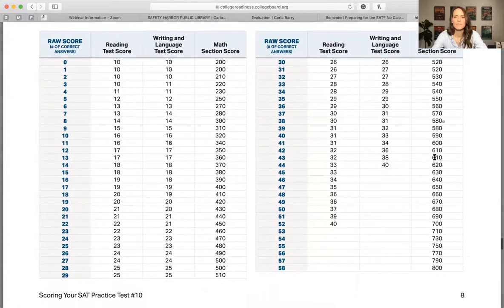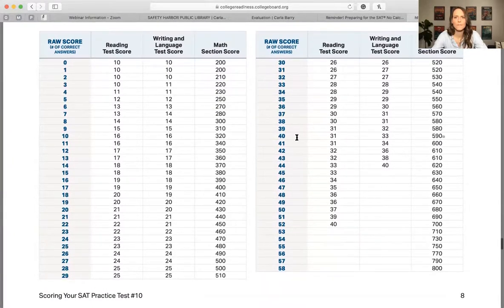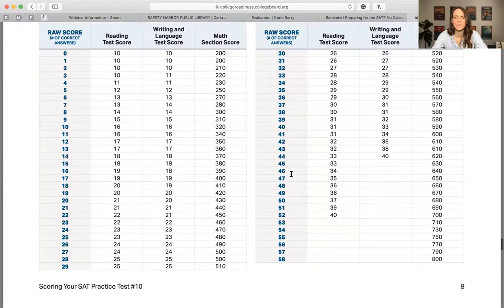So let's say you got 40 questions out of 58 questions correct, in both math sections combined. So if you added up all the questions you answered correctly, you would have a math score of 590. Let's say that you only missed 6 math questions. That would give you a math score of 700. And that's 6 questions combined from both the no calculator and the calculator section.